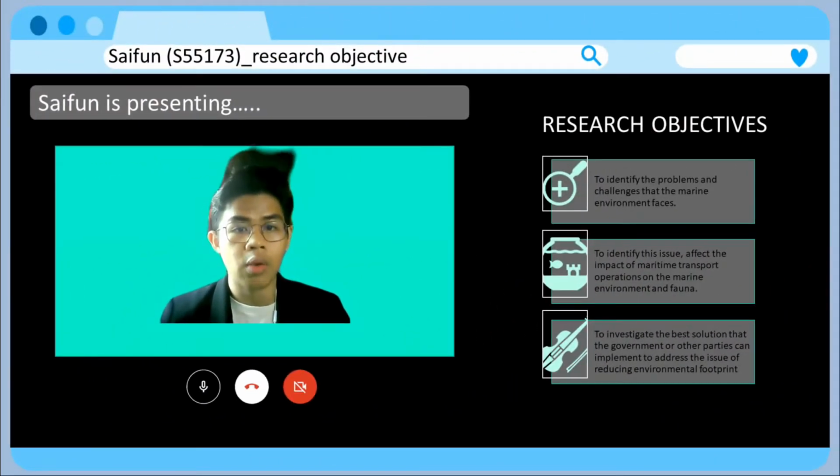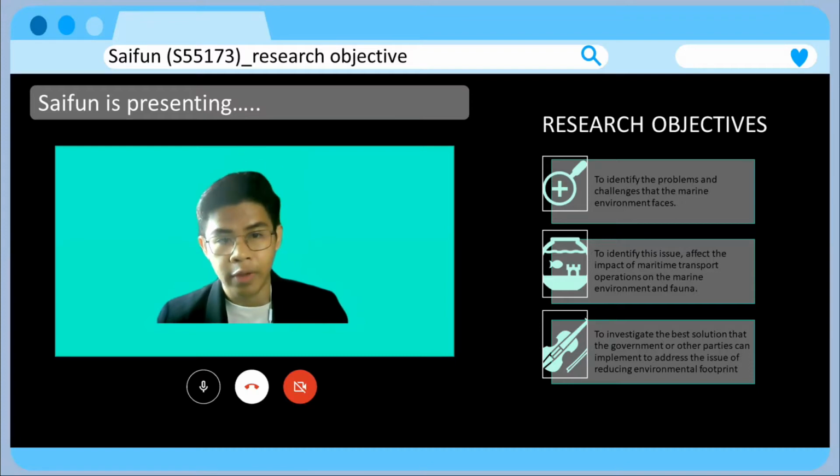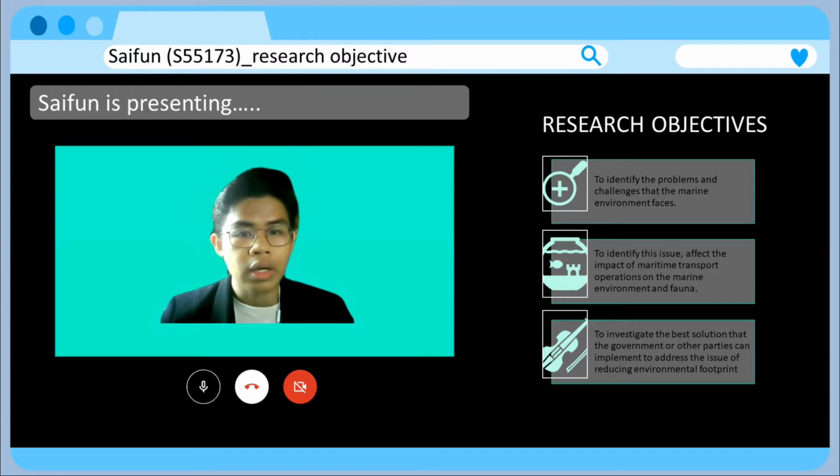I'm SYAFUN and I will continue to present the research objectives. The first research objective is to identify the problem and challenge that the maritime environment faces. Second is to identify the issue, effects, and impact of maritime transport on the marine environment and fauna. And third is to investigate the best solution that the government or other parties can implement to address this issue of reducing the environmental footprint.